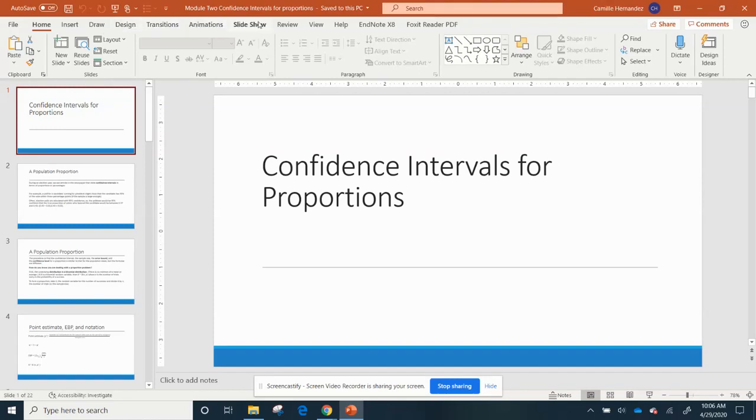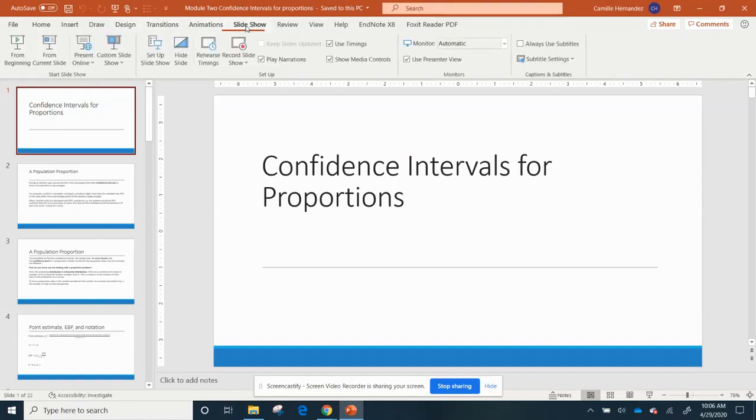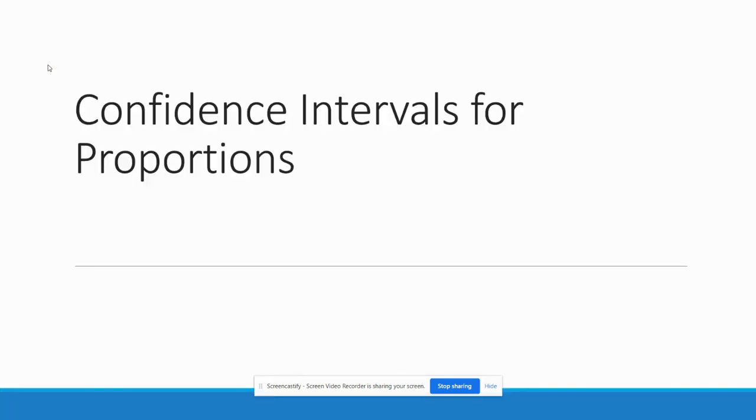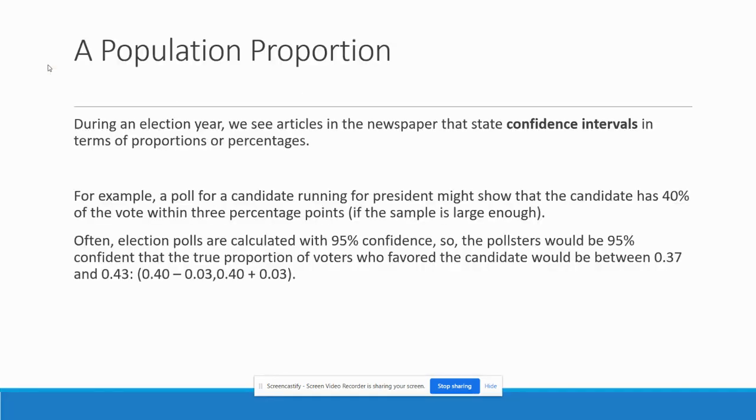So now let's talk about confidence intervals for proportions. And when I say proportions, all I'm really meaning is that I'm talking about percentages or fractions. Most of the time, you will see a lot of stuff about proportions. It's in our news every day. Think about during the election year, they'll show the confidence intervals in terms of proportions and percentages.